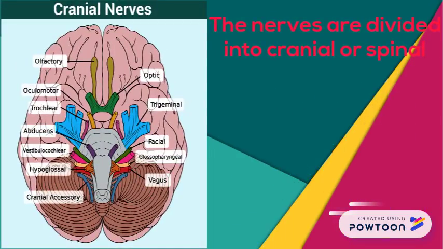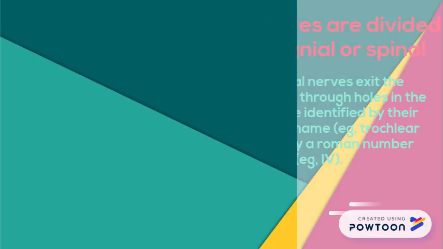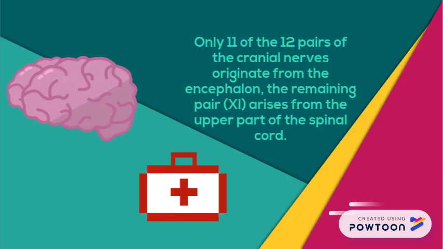The nerves are divided into cranial or spinal. The cranial nerves exit the cranial cavity through holes in the skull and are identified by the descriptive name, for example, trochlear nerve, or by a Roman number. Only 11 of the 12 pairs of the cranial nerves originate from the encephalon. The remaining pair arises from the upper part of the spinal cord.